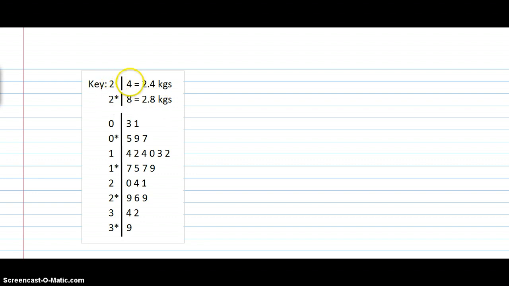So this is for the leaves from 0 to 4, and this 2 star row is for all the leaves from 5 to 9. So you would use this arrangement when you've got more pieces of data and you want to break it down a little bit more precisely or a little bit further.